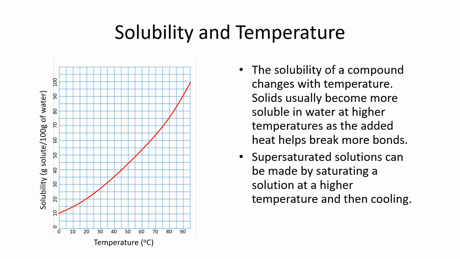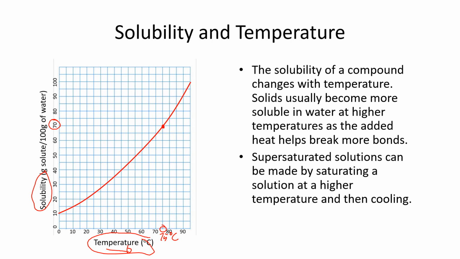So the secret for making a supersaturated solution is the temperature. Most of our solids are going to become more soluble at a higher temperature, right? If we increase the temperature here, you can see the line goes up and more will be able to dissolve at a higher temperature. So if I have whatever this compound is, I dissolve at say 75 degrees, I can get 70 grams of it dissolved at 75 degrees Celsius.